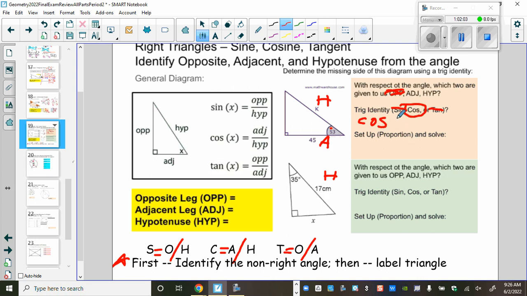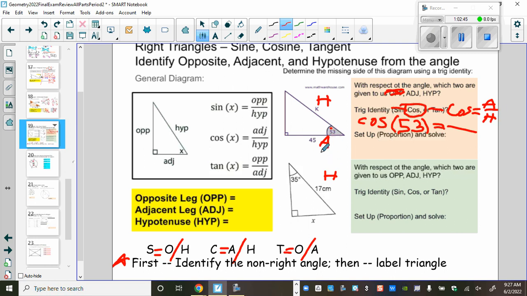Well, this is going to be your setup. What's the cosine? What's our angle measure here? What's our angle measure for this problem? 53. So it's going to be the cosine of 53 equals. All right, do we know that? So what's going to go on top? So it's going to be cosine. It's going to be adjacent over the hypotenuse.